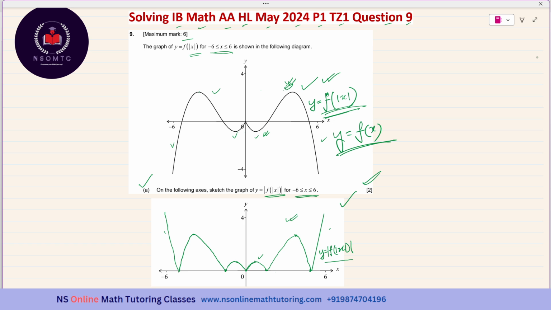So we understand that this portion from the y-axis, the origin, up to x equal to 6, is present in the y equal to f of x graph. And this portion is just the reflected portion. This is not present in the y equal to f of x graph. But the right side is definitely present in the graph of y equal to f of x. So we will first of all be drawing the right side.